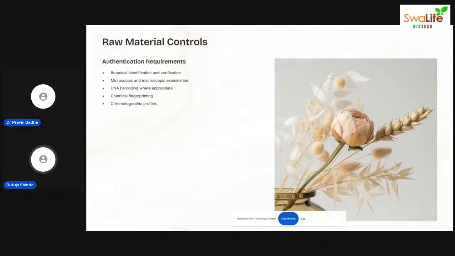Next is raw material control. Robust raw material control is the foundation of herbal product quality. That means proper authentication of the botanical source, which may involve macroscopic and microscopic examination, then DNA barcoding and chemical fingerprinting. Why so much effort? Because the risk of adulteration or misidentification is high. By layering these approaches, you can ensure authenticity and protect product integrity right from the start.